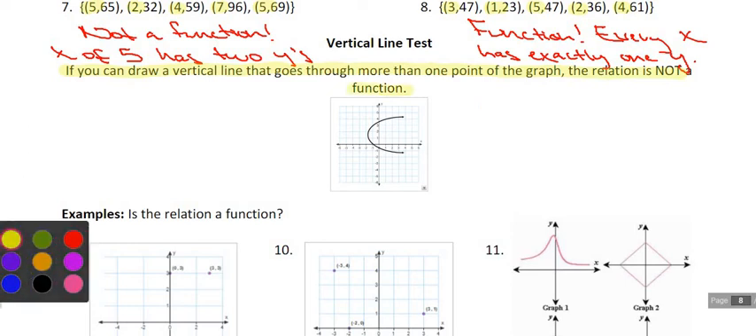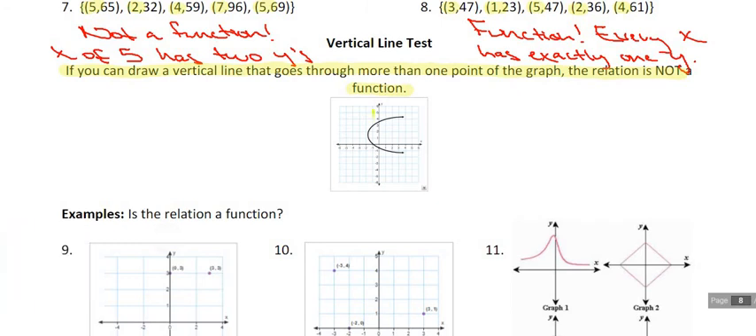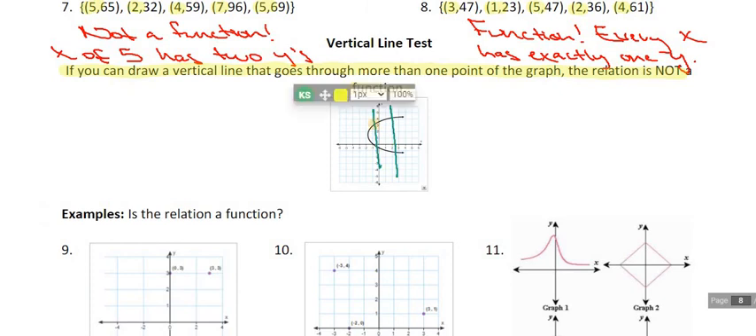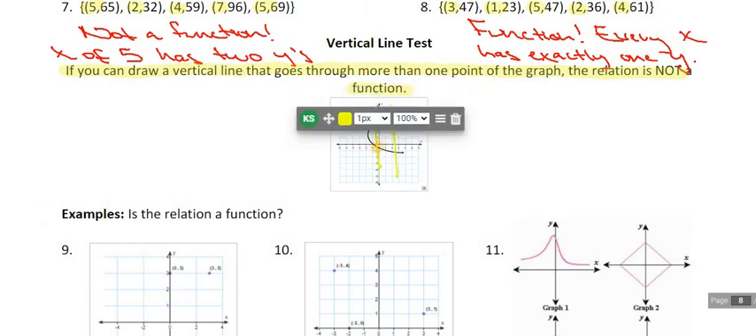So if I look at this particular example, the very first one, I can obviously draw many vertical lines that I'm hitting more than one point. Okay, so that vertical line is hitting twice. This vertical line is hitting twice. And all it takes is one vertical line to hit twice. Okay, so this particular relation is not a function because it fails the vertical line test.